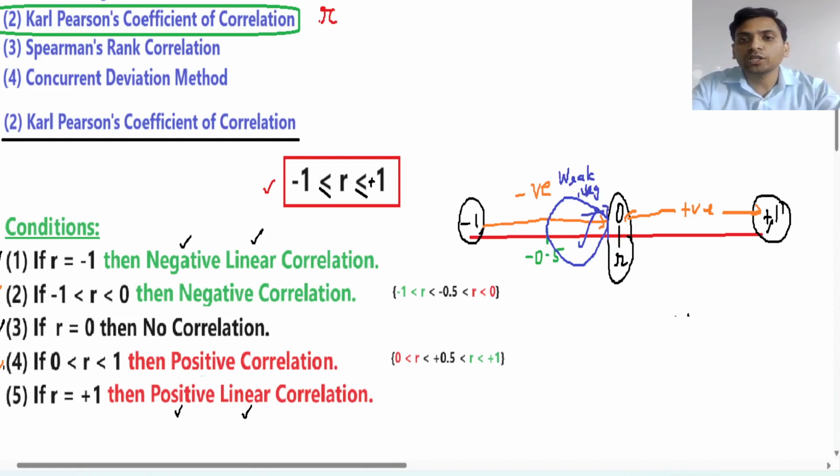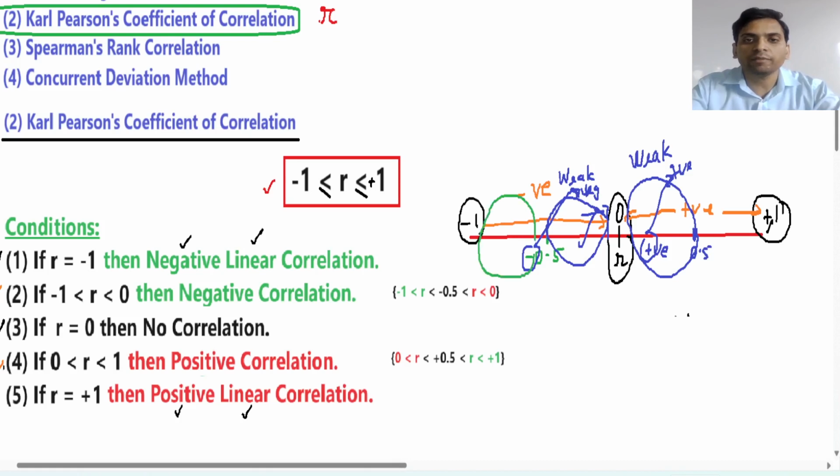So weak negative correlation. And suppose the value is positive and lies in this interval, up to 0.5, from 0 to 0.5. These values are closer to 0, so we will say there is weak positive correlation, because the values are positive, that's why positive, and because the others are negative, that's why negative, and these values are near to 0, that's why these are weak correlation.